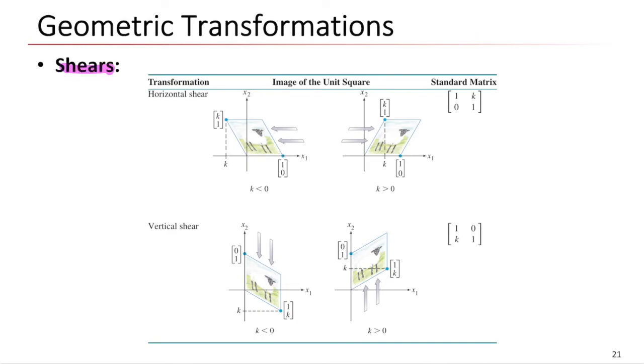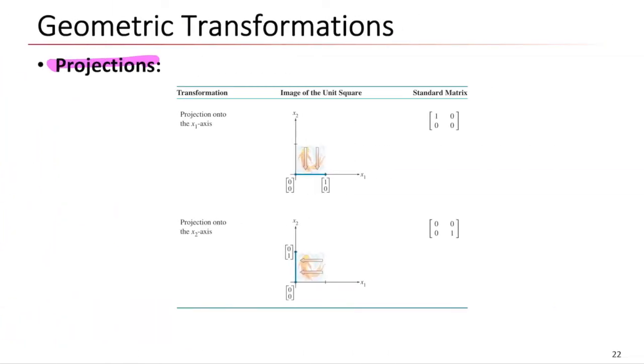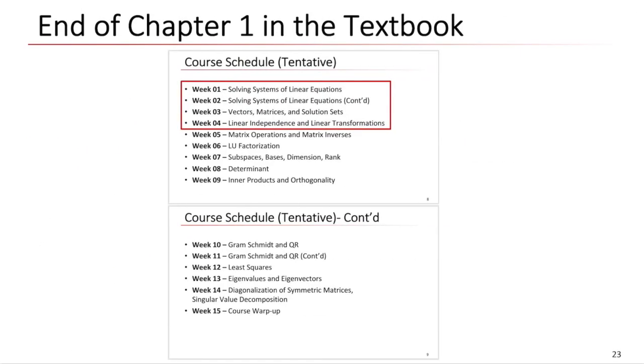Then there is the shear transformation. We already talked about the shear transformation in the last lecture. Using this one and this one, we can shear horizontally and vertically, something like that, according to the value k. Finally, there are projection transformations. If we use this matrix, we can project the image onto a line, the x1 axis or the x2 axis, something like that. Using this is a projection.